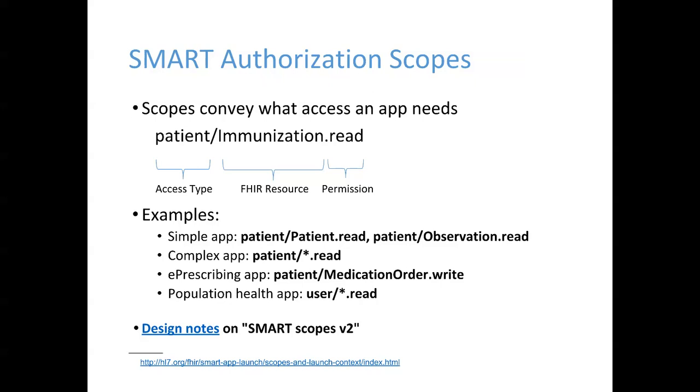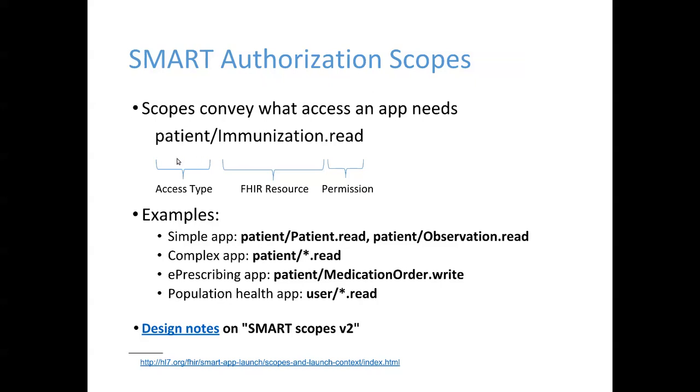In SMART, we try to follow the principle that an app should have access to all the data that it needs, but no data that it doesn't need. And so scopes help us lock down those details. It conveys a specific request about what information you're going to want for this particular app. And we designed a set of scopes that allow you to ask for specific information about specific patients.